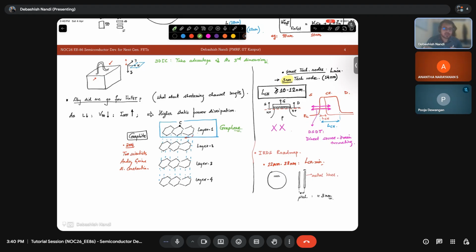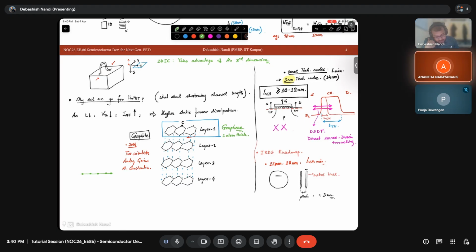So this material, if you think of it, how many atoms thick is this? This is one atom thick, right? So it will be like just a sheet where your atoms are. If I see it from the side view, it will be like this. Now, what do we call this?